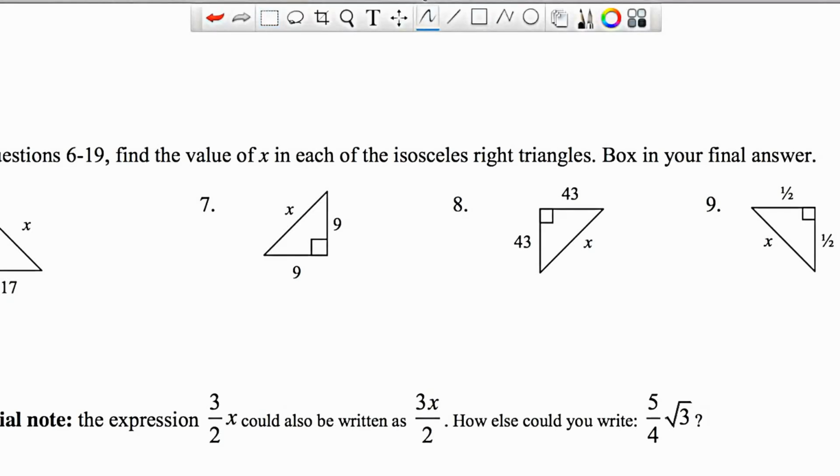In this lesson, we're going to do some practice problems with our special 45-45-90 right triangle. To review, the rule that we came up with was, if you have a right triangle and the two acute angles are each 45 degrees, if the leg is x, then the other leg is x, and we take that x and multiply by root 2 to get the hypotenuse. So the hypotenuse is x root 2.